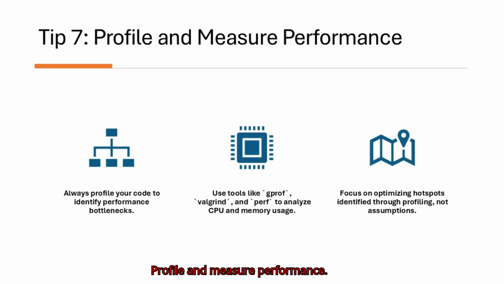Tip 7. Profile and measure performance. Optimization should always be data-driven. Instead of assuming where bottlenecks are, use profiling tools like gprof, Valgrind, and perf to analyze performance. Profiling will identify the real hotspots in your code, helping you focus your optimization efforts where they'll have the most impact.